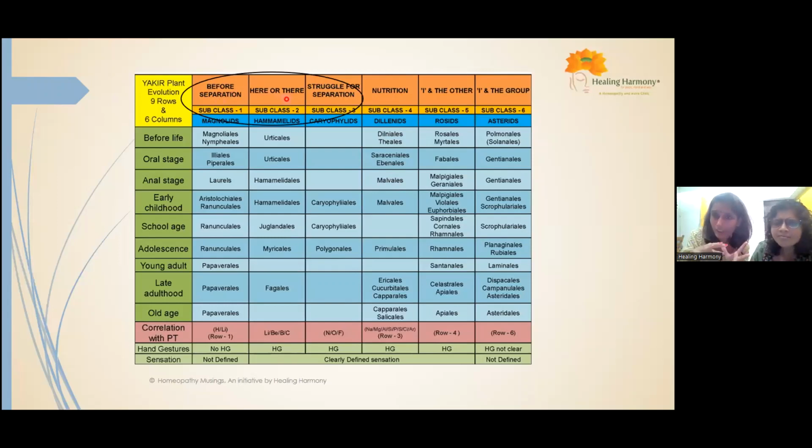Subclass 2 is confusion, whether I'm here or whether I'm not here. So there is up and down and things like that. I'm not grounded. I don't feel as if I'm here. And subclass 3 has a similar story. It is a continuation of subclass 2. But here now there is a struggle to separate.